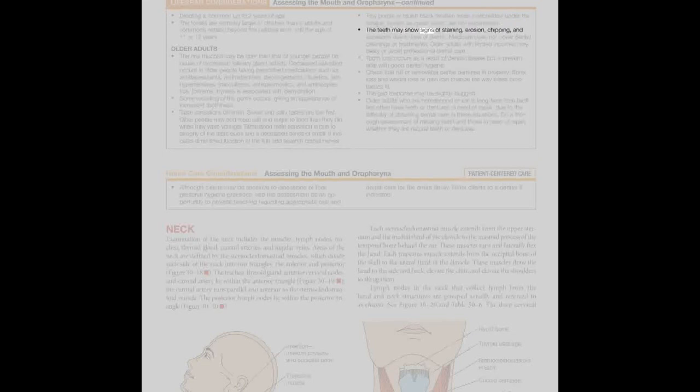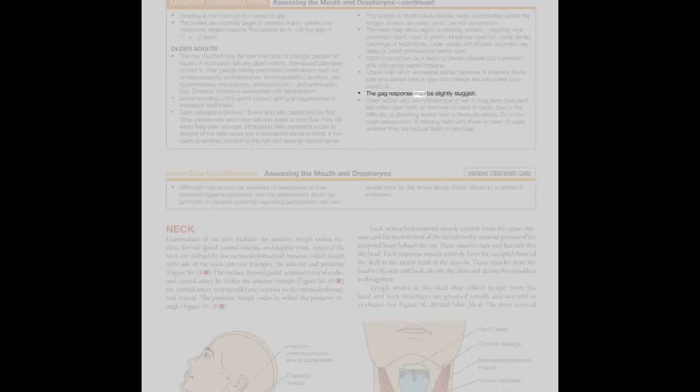The teeth may show signs of staining, erosion, chipping, and abrasions due to loss of dentin. Medicare does not cover dental cleanings or treatments. Older adults with limited incomes may delay or avoid professional dental care. Tooth loss occurs as a result of dental disease, but is preventable with good dental hygiene. Check that full or removable partial dentures fit properly. Bone loss and weight loss or gain can change the way these prosthetics fit.